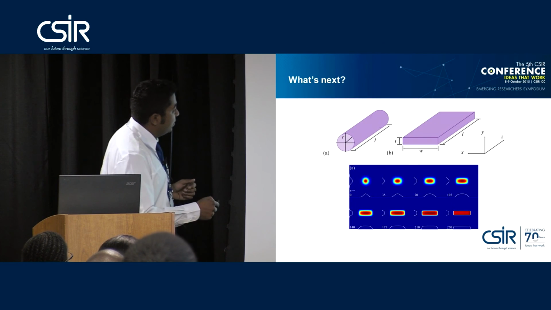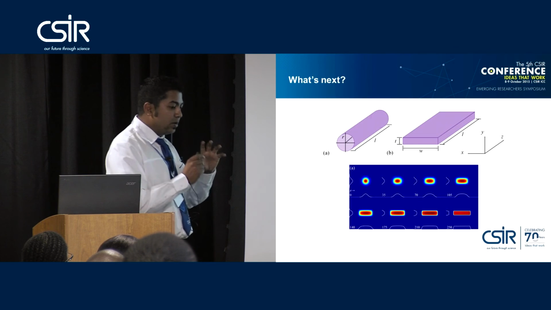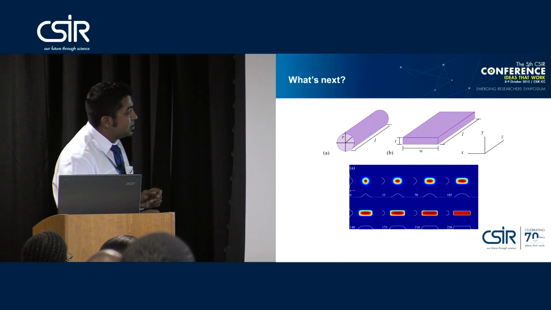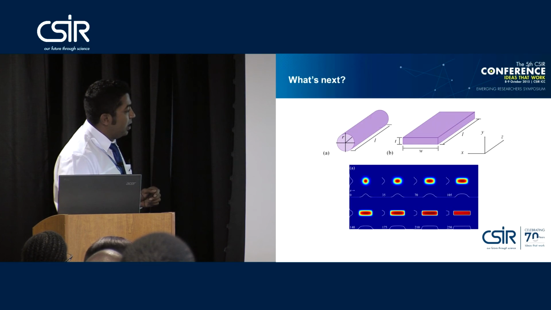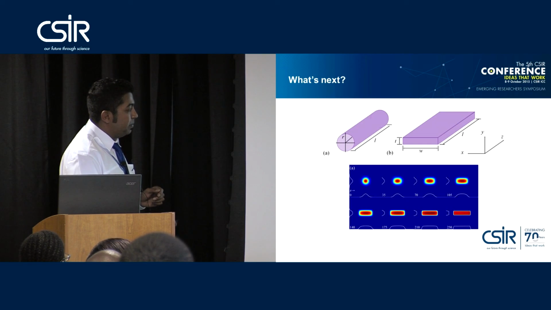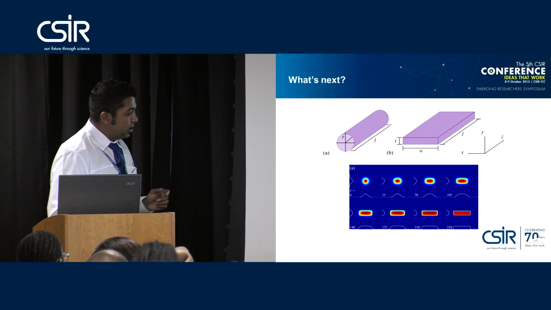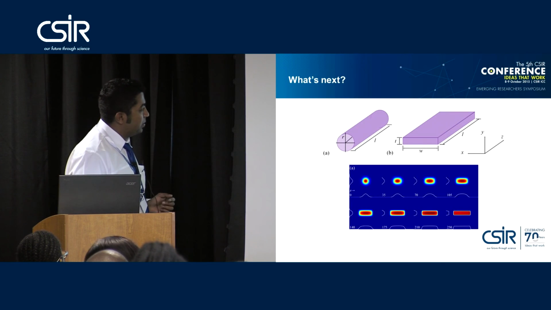So what's next? Well, we've been using these rod crystals, and we would like to actually go to slab crystals, because they have a much larger surface area for cooling, where again, we'd now want to transform a circular beam into a rectangular beam. It's going to be a little bit more tricky, but it'll be a lot more interesting.